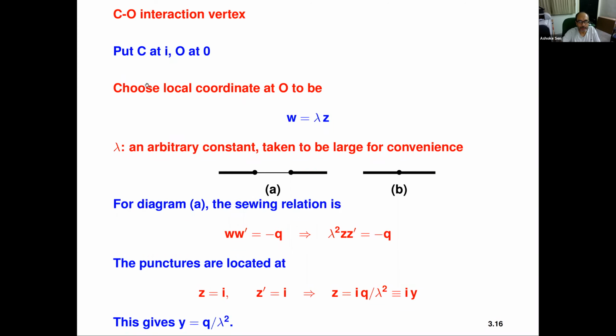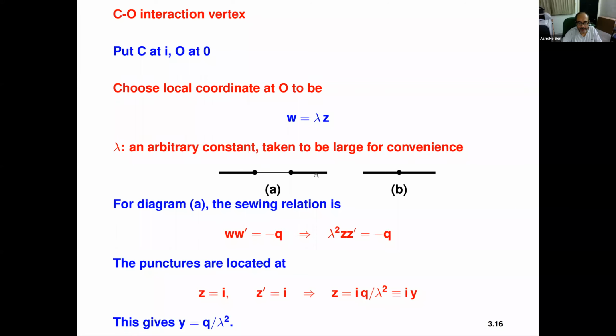And you make the simplest possible choice of local coordinate that we can think of, which is w equal to lambda times z. This is the local coordinate associated with the open string. Lambda is an arbitrary constant that you have chosen. We'll take it to be large. This will play the role of alpha, for example, as we saw in the previous analysis. And z is the coordinate on the upper half plane. So with this choice, we are in business to calculate this amplitude.